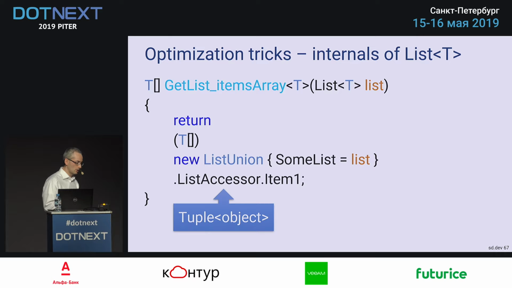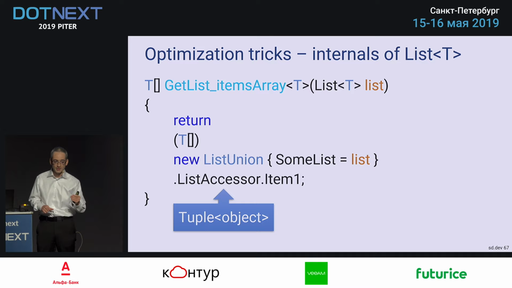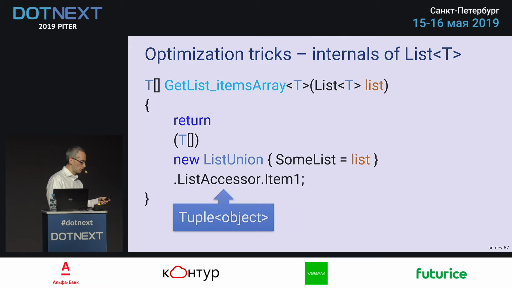So once we extract it out, we now have access to this public item one property, which will give us an object. But we don't want an object, we want an array of T. So then we simply cast it to an array of T and we return it. Very simple. So let's try to use it and see if it works.